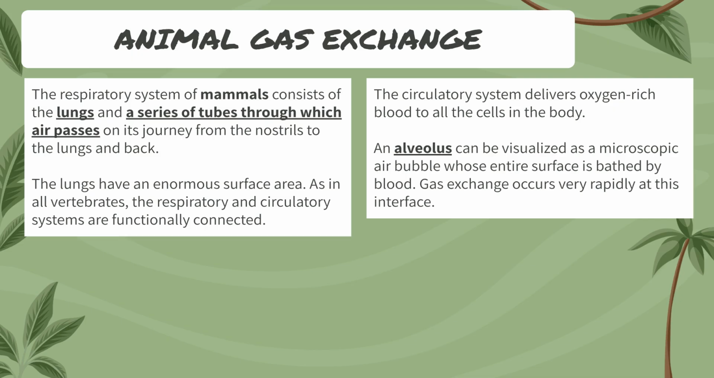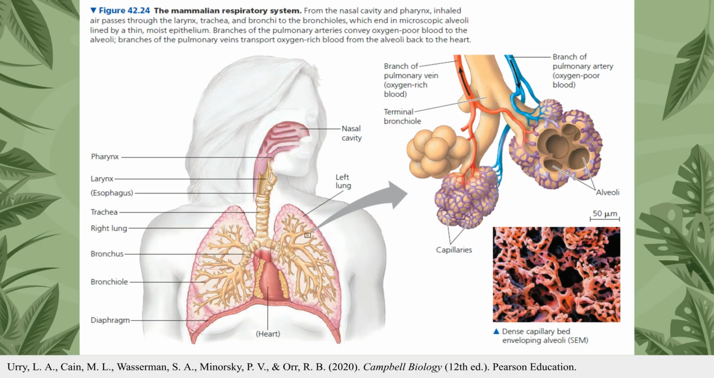Gas exchange in mammals occurs in alveoli surrounded by capillaries. Oxygen diffuses into the blood while carbon dioxide diffuses out. This efficient process supports the metabolic needs of the organism. The mammalian respiratory system consists of the lungs and air passages that move air from the nostrils to the alveoli. Gas exchange occurs in the alveoli, which provide a large surface area. The respiratory and circulatory systems work closely together to deliver oxygen throughout the body.